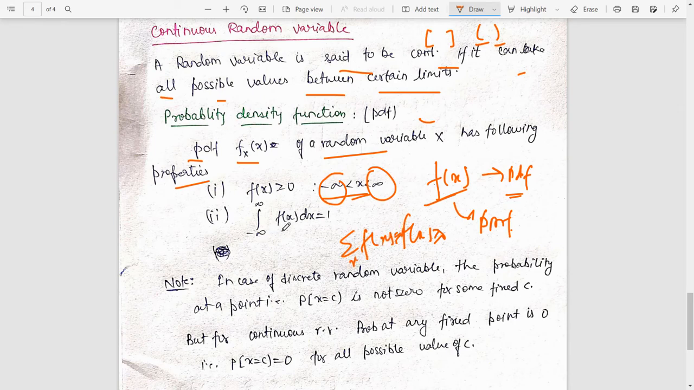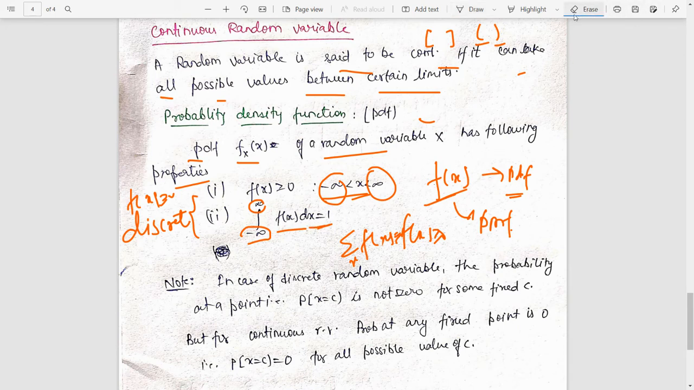Similarly, if you integrate fx over the interval of minus infinity to infinity, you will get the value of 1. So these two properties are similar to what we have in the case of a discrete random variable. If we had fx greater than or equal to 0 there, here also we have fx greater than or equal to 0. And second, if you integrate fx from minus infinity to infinity, you will get a value of 1. We will see some examples of this type of function.